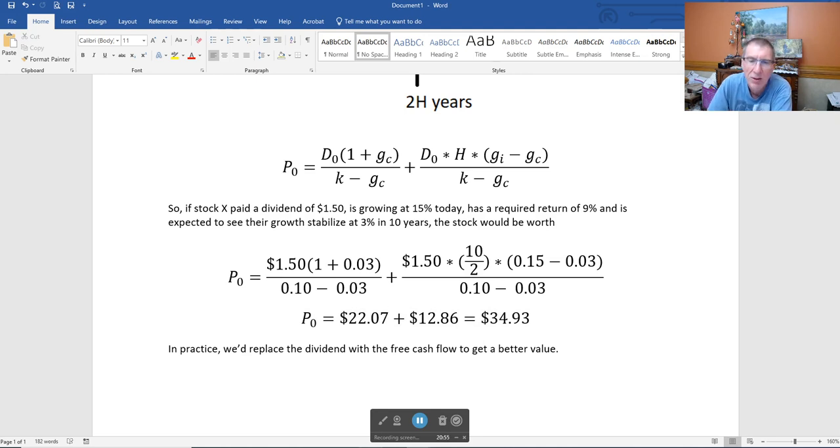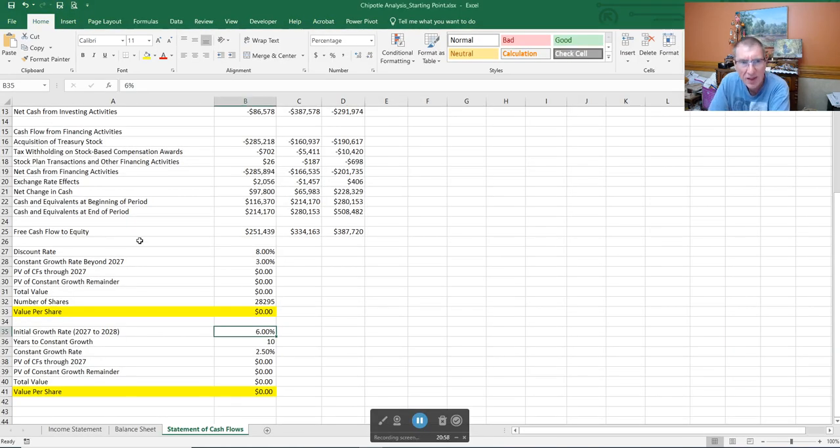So going back to our spreadsheet, this is going to use the constant growth model to come up with a terminal cash flow. This is going to use the H model to come up with a terminal value. And that's going to be where we're going to head in our next video. We're going to talk about how we generate some of the forecasts, get the cash flows, and determine the value.